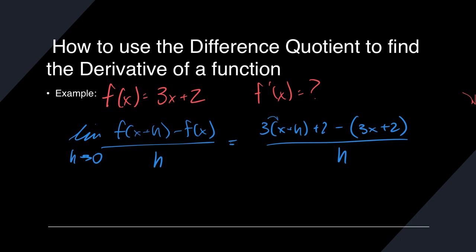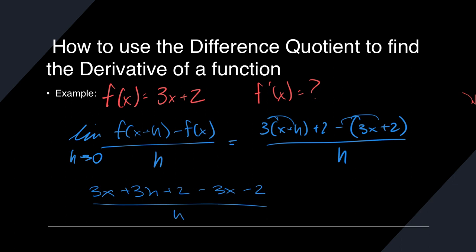So we use the distributive property here. Those are pretty simple algebra tools for us. Plus 2 minus 3x, distribute this negative inside, minus 2 over h. 3x and 3x go away. 2 and 2 go away, which leaves us with 3h over h. h divided by h, I can cancel h out, and so then I get the limit as h approaches 0 of 3. That's just 3.